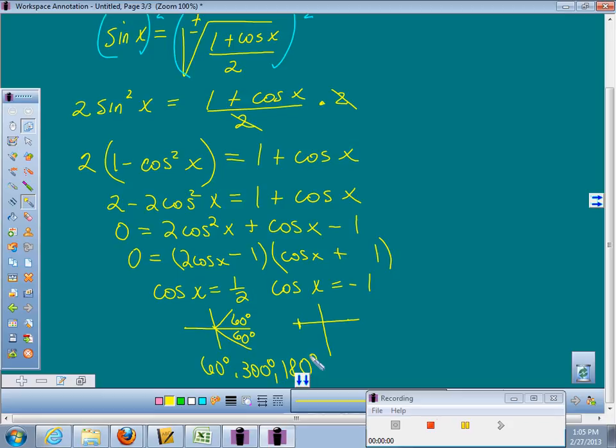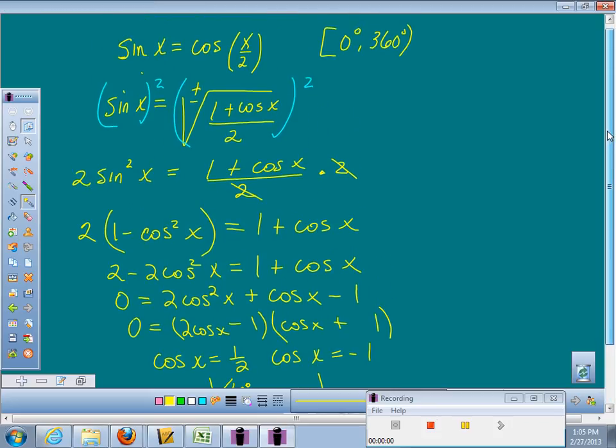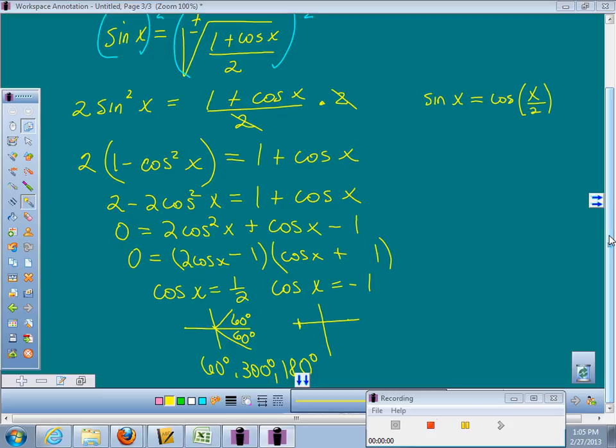This one isn't bad to check, because if you go clear back to the original problem, it was sine of x equals cosine of a half angle. It's pretty easy checking. It was 60, 300, 180. So if you put 60 in there, you're just asking yourself, does the sine of 60 equal the cosine of 30, because you're going to divide the angle by 2. Sine of 60 is square root of 3 over 2. Cosine of 30 is square root of 3 over 2. You can put it in the calculator and check it too, but yeah, that works.